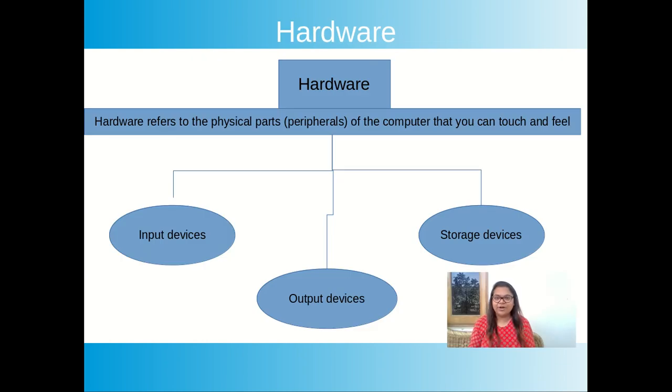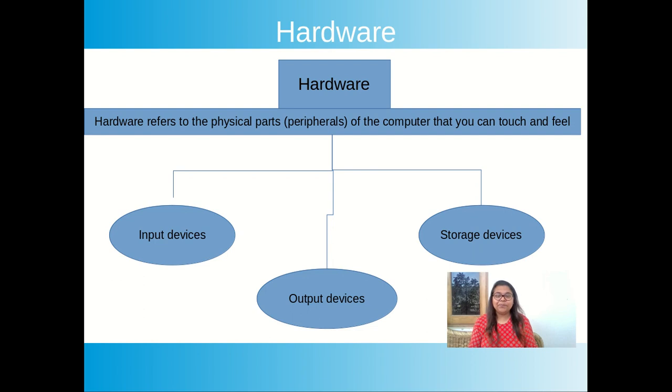Now that you are aware of the IPO cycle, we will first discuss how to give input and how we receive output. For input and output, we will make use of some hardware. Now let us see what hardware is. Children, hardware are the physical parts of the computer that you can touch and feel. We call them peripherals as well.